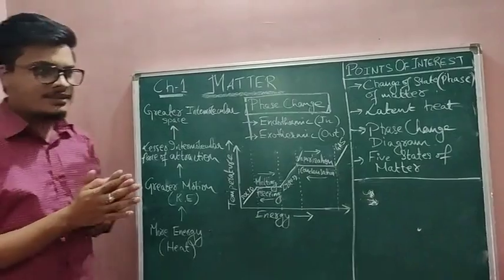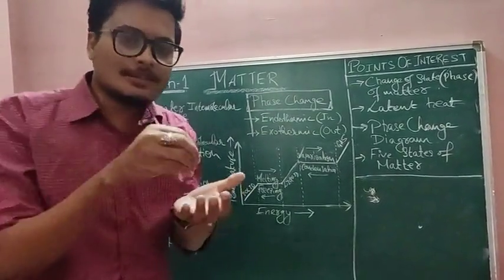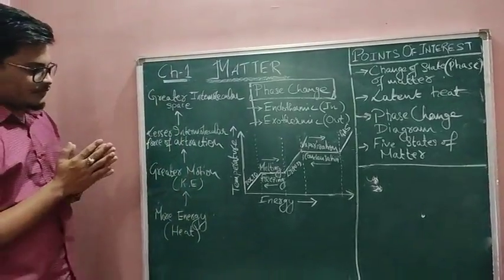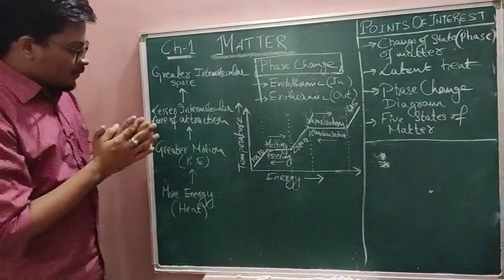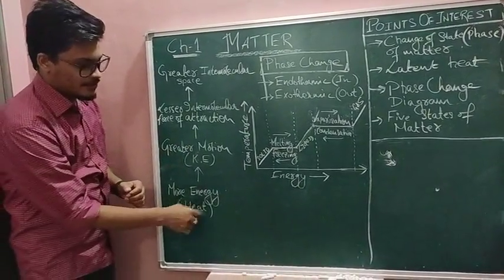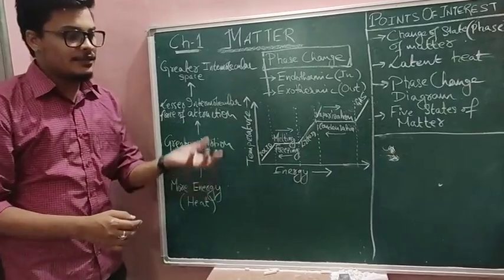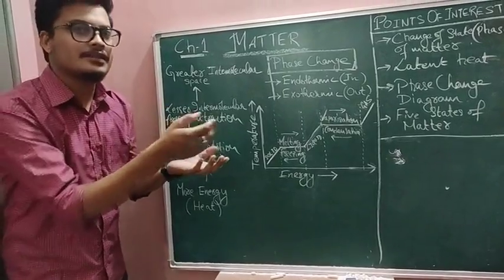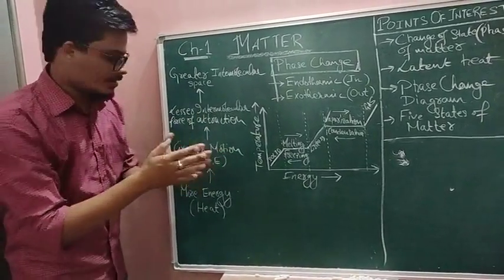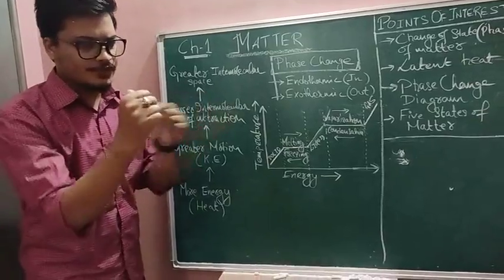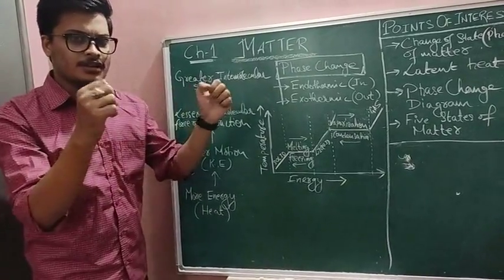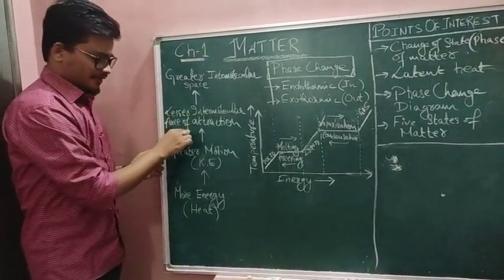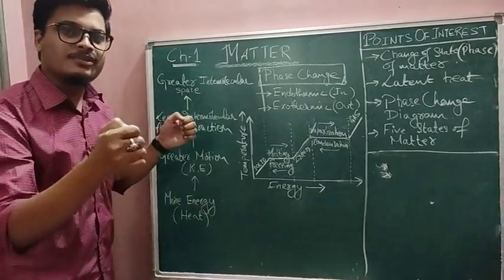Now, let us understand what is happening inside a substance when it changes from solid to liquid. Quickly, look over here. There's a flowchart of this. When you heat a substance, it absorbs heat energy. The molecules absorb the heat energy and thereby the kinetic energy increases. As kinetic energy increases, it moves vigorously and goes far apart. Intermolecular space increases. Intermolecular force decreases.